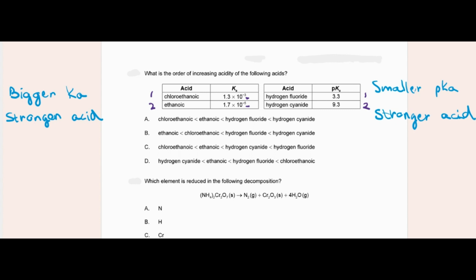So increasing acidity will be ending with the strongest acids. So we can't be starting with chloroethanoic or hydrogen fluoride. So it won't be A, it won't be C. Chloroethanoic for B comes in second. That's not right. So it will be D.